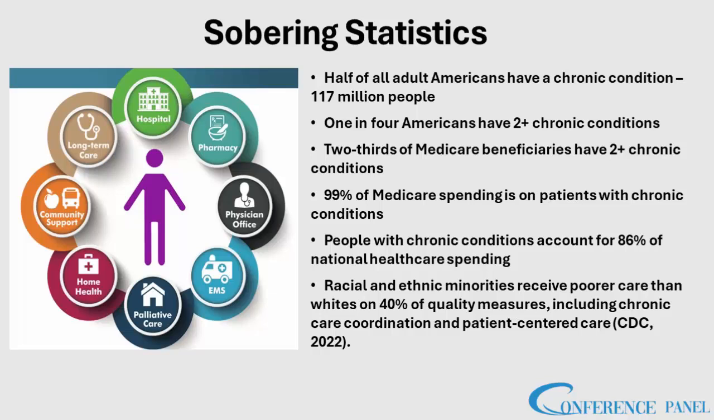I'm not going to read the statistics, and I'm sure you are aware that half of Americans have at least one chronic condition, and 25% of adult Americans have two or more chronic conditions, but 75% of Medicare patients have at least two or more chronic conditions, which means that the majority of Medicare patients have two or more chronic conditions. And of course, Medicare is spending most of its money on chronic conditions.